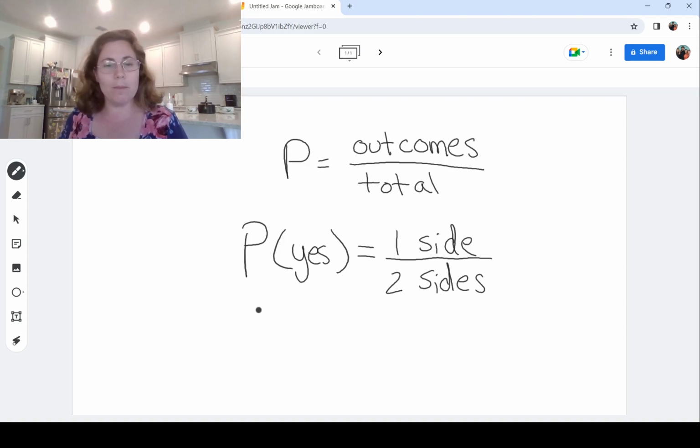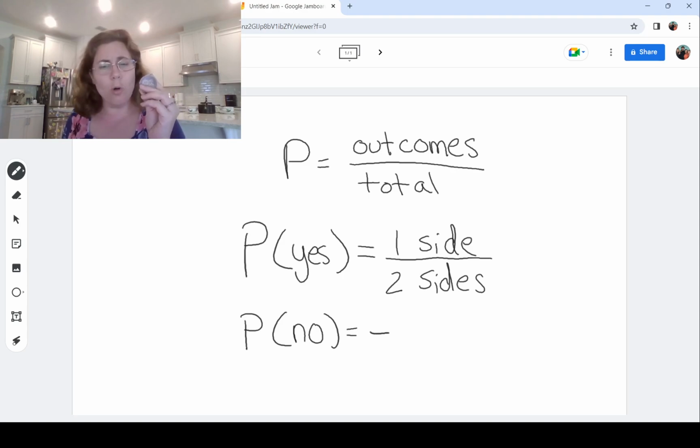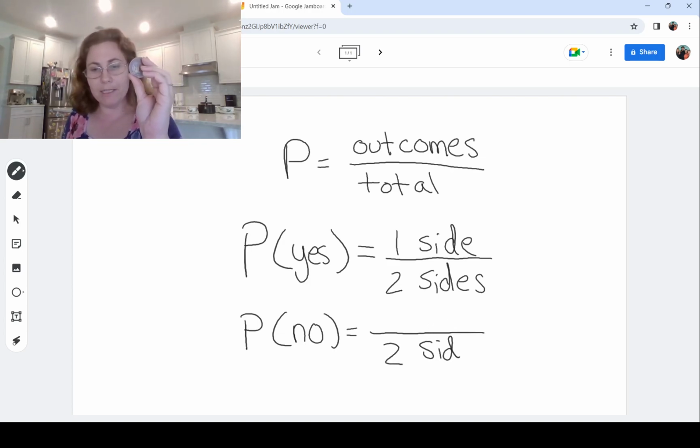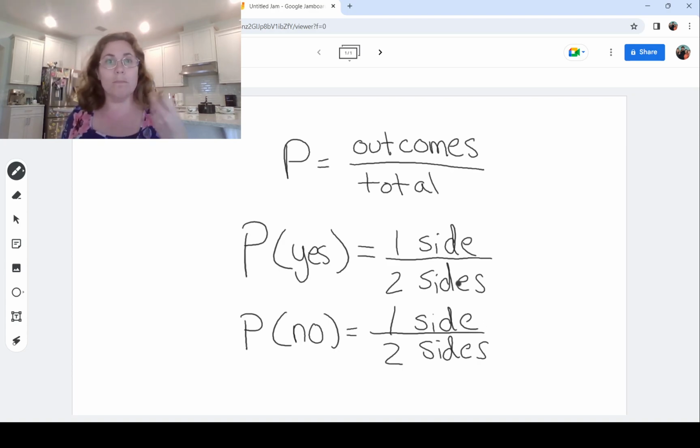Same idea now for the probability of no appearing. The total is the same. My coin is the same fair coin, and there are two sides on this coin. So the total options is two sides, and the chance that I get no is one side out of the two. So the probability for this coin, because it is fair, is 1 out of 2, or 50%, if we want to change that into a percentage. And the same idea for the probability of no occurring is 50%, 1 in 2 tries.